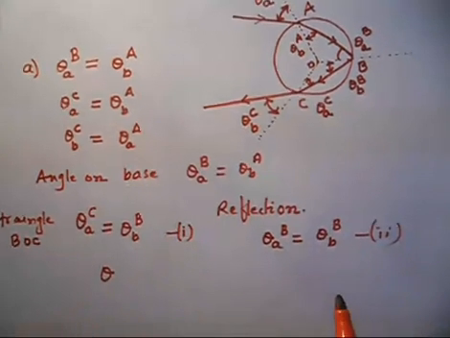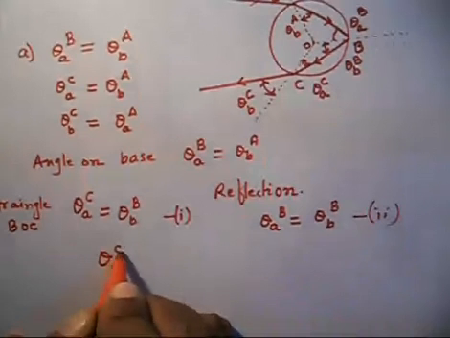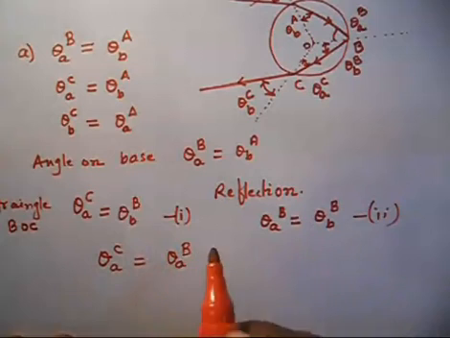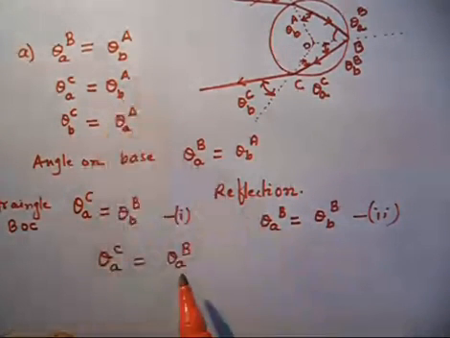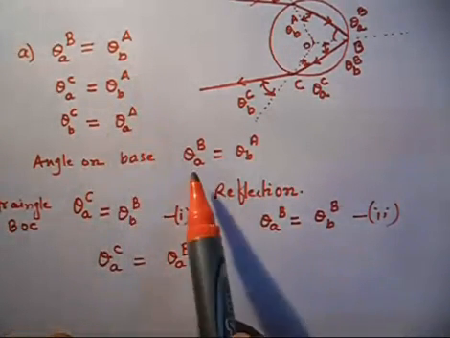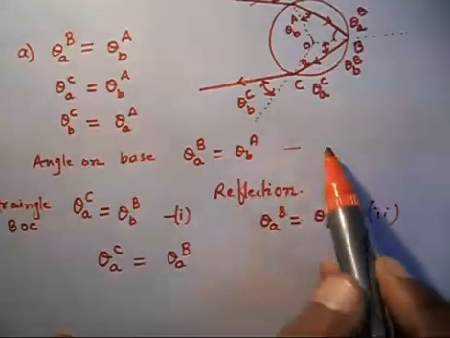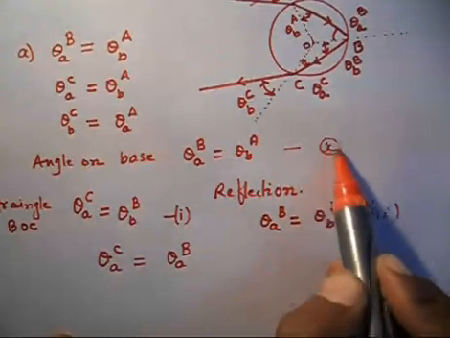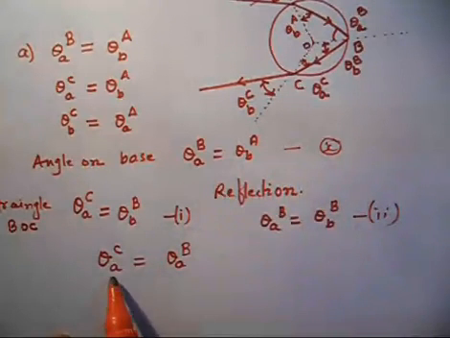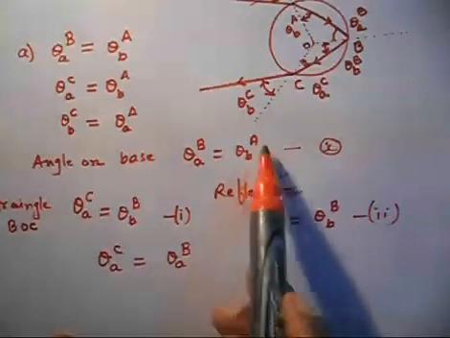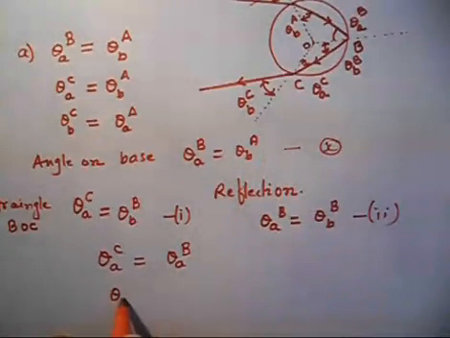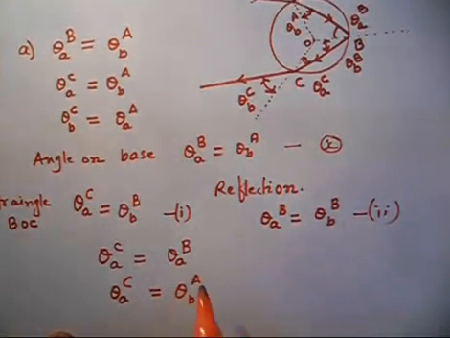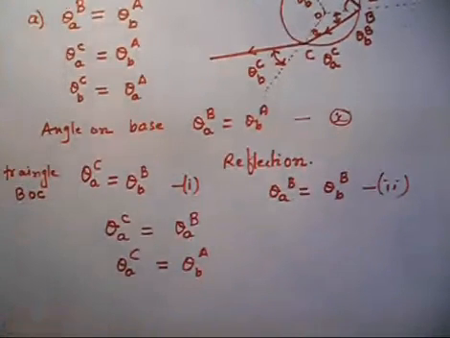If I combine equation 1 and equation 2, I can write theta A at C is same as theta A at B. Now I have to write theta B at A. So if I combine again, let us say this equation is equation X. If I use equation X, theta AB is same as theta BA. So this is again theta AC is same as theta B at A. So now we have proved the second result.